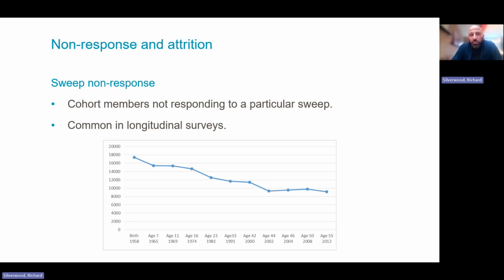This is very common in longitudinal studies. So we can see in this figure at the bottom that our number of respondents for NCDS at birth in 1958 was 17,000 and something, and by age 55 had dropped down to about 9,000. So we can see that we've lost almost half by that point, which seems like a large number to drop, but the fact that 55 years later we're still able to collect data on such a high proportion of the initial cohort, I think is something of a miracle and testament to the hard work of lots of different people in different teams at CLS.